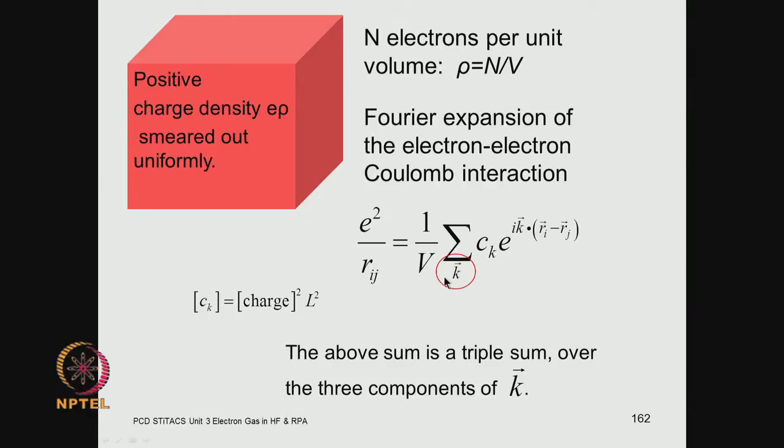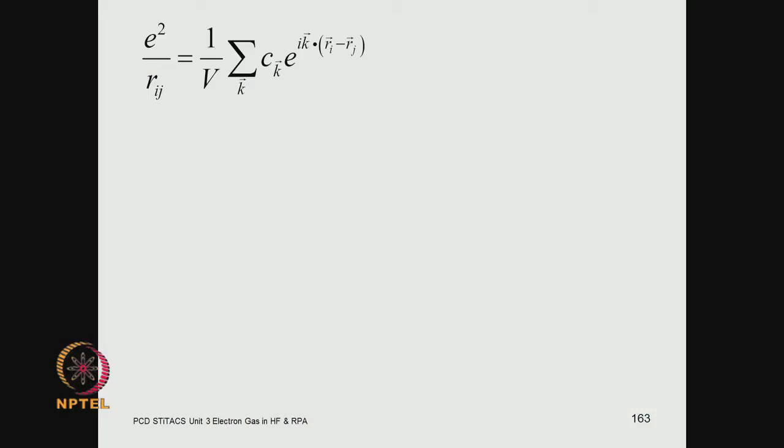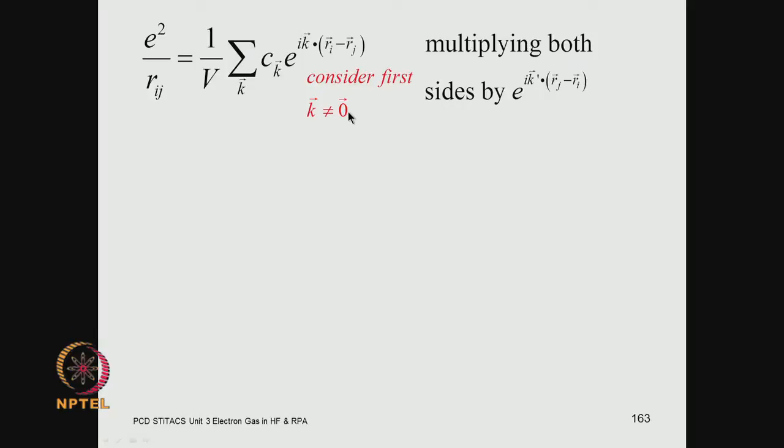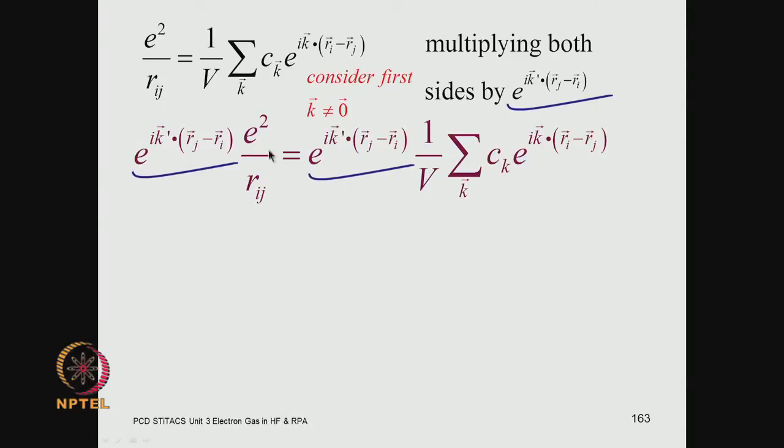This is actually a triple sum, because every k has got 3 components, the kx, ky, kz. So, you must sum over all the components. Okay, so this is our expression for the Coulomb expansion. We first consider the case when the momentum vector k is not equal to 0. Now, when this is the case, if you multiply both sides by this term e to the i k prime, so the dummy index over here is k, that is the reason I choose a different wave vector over here, which is k prime, and I multiply both sides by this term. So, let us do that. I multiplied e square over r_ij by this exponential function on both sides, okay.